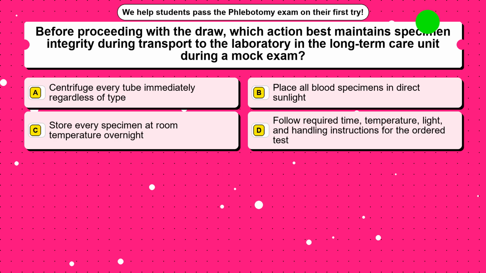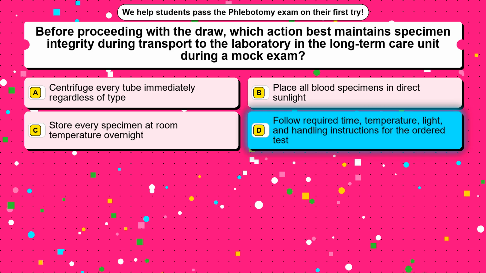Question 68. Before proceeding with the draw, which action best maintains specimen integrity during transport to the laboratory in the long-term care unit during a mock exam? Option A. Centrifuge every tube immediately regardless of type. Option B. Place all blood specimens in direct sunlight. Option C. Store every specimen at room temperature overnight. Option D. Follow required time, temperature, light, and handling instructions for the ordered test.